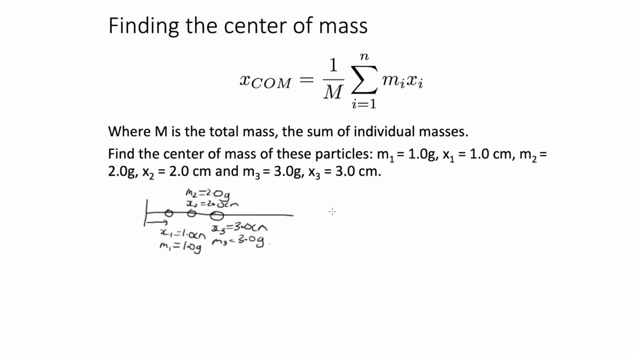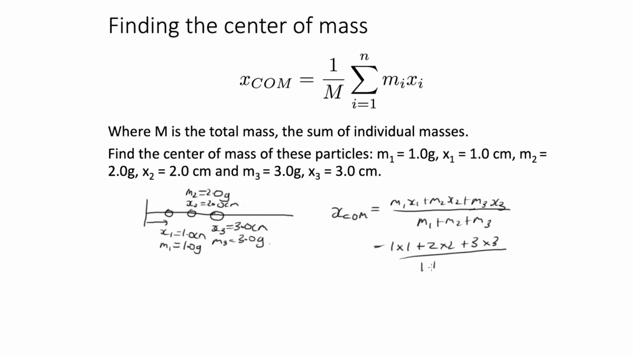And so the x-coordinate of the center of mass is equal to the sum of m1 x1 plus m2 x2 plus m3 x3 over the total mass, which is m1 plus m2 plus m3. So we can substitute in: we've got 1 gram times 1 centimeter plus 2 grams times 2 centimeters plus 3 grams times 3 centimeters, divided by 1 plus 2 plus 3 grams. So this is grams and this is gram centimeters.